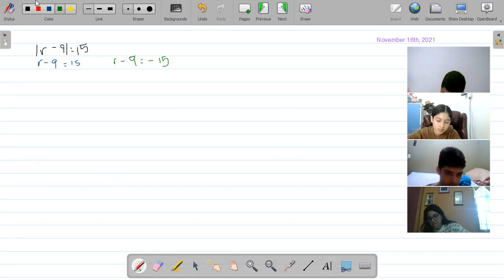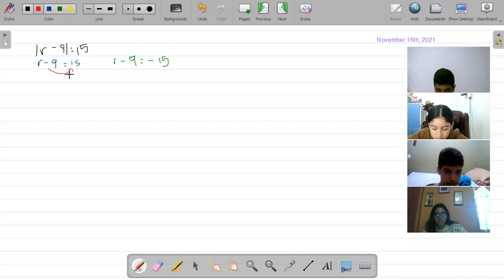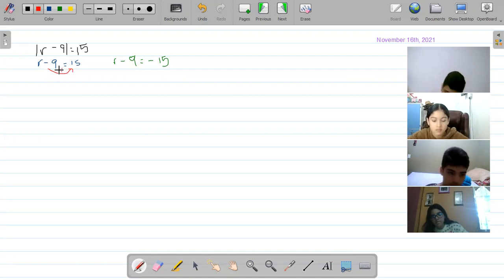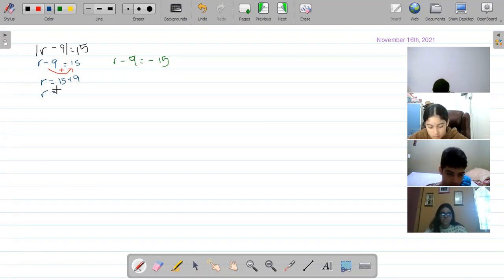Okay? And we're going to solve it like a normal equation. So we're going to leave the variable completely alone. The negative 9 goes to the other side, doing what? Going positive. Positive, correct. So now we have r is equal to 15 plus 9. How much is 15 plus 9? 24. Okay. And we finished with the first part.